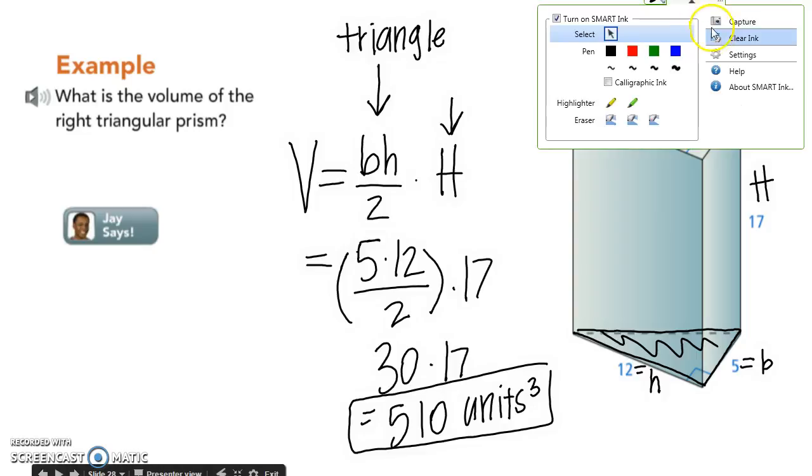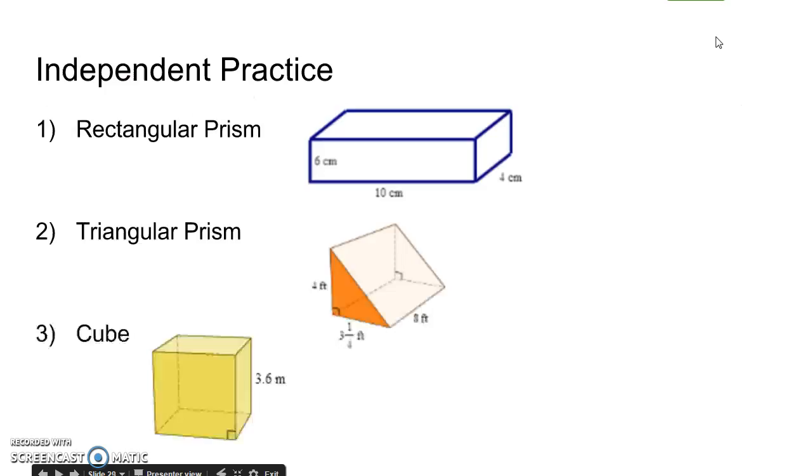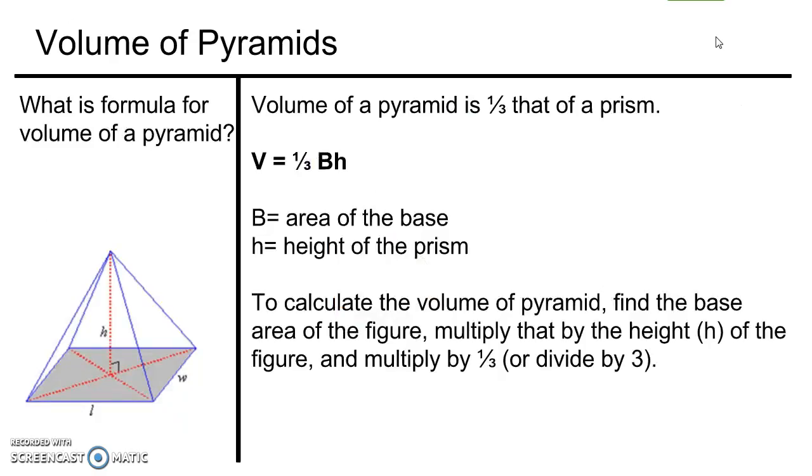So those are our prisms. Now let's review volume of pyramids. Again, you don't have to copy this unless you want to have that general formula copied down. Volume for a pyramid is 1/3 of that of a prism. So our volume formula for a pyramid is the area of the base times the height, but then remember we multiply it times 1/3, which is the same as dividing by 3 at the end.